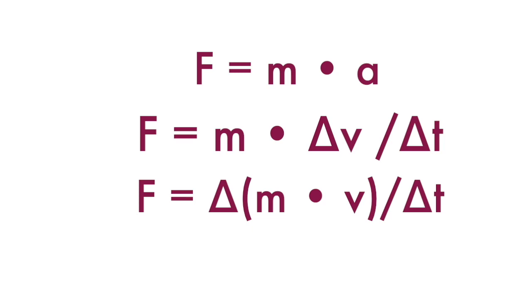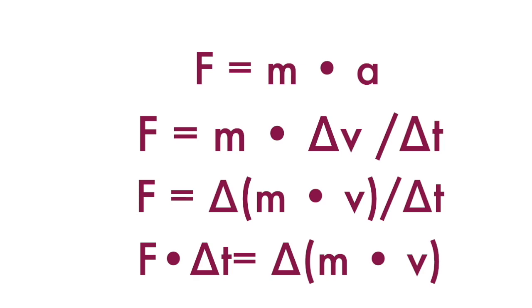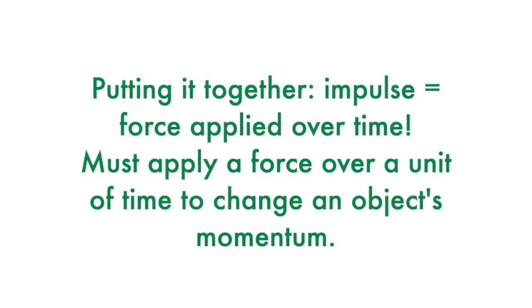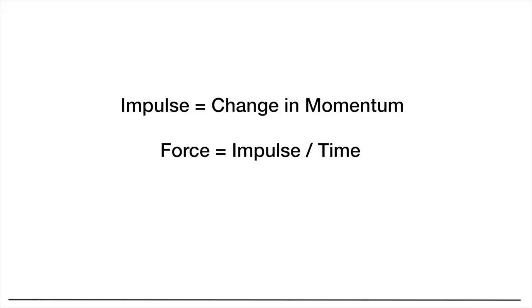Finally, multiply both sides by the change in time to get that force times the change in time is equal to the change in momentum, or impulse. So, putting everything together, impulse is equal to the force applied over time. So in order to change an object's momentum, you have to apply a force over a unit of time. Remember, impulse is the change in momentum and is equal to force times the change in time. We can divide both sides of that equation by time to obtain force equals impulse over time.